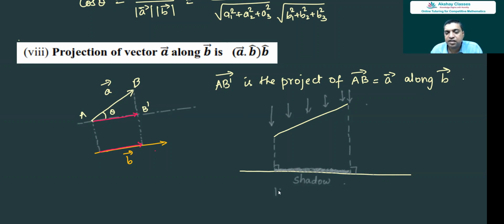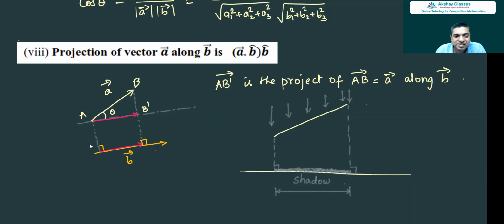Okay. So the length of the shadow is the projection of this rod on this one. Like that, the projection of A bar along B bar, what did we do? We dropped perpendiculars from the initial point and terminal point of the first vector onto the second vector, and then took its length. That is the projection. So now we know what cos theta is.